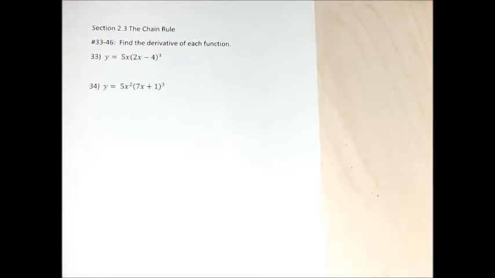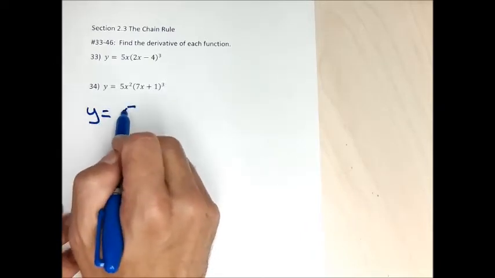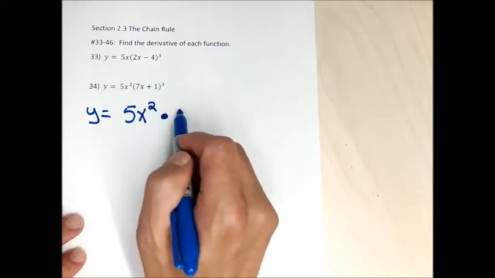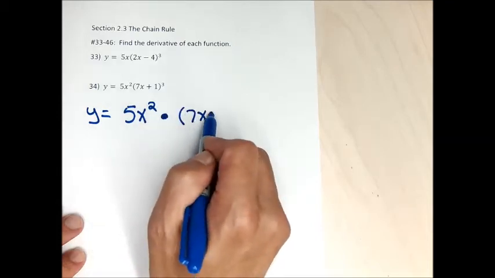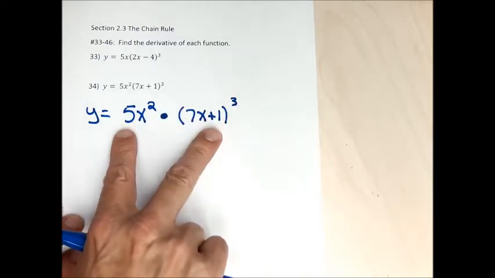So this is part 2 of section 2.3, more using the chain rule. The big difference in part 2 is that we're going to have to start combining rules. If I look at problem 34, I have y equals 5x squared, there isn't a times sign, but I'm going to emphasize times (7x plus 1) quantity cubed. This is a multiplication problem.